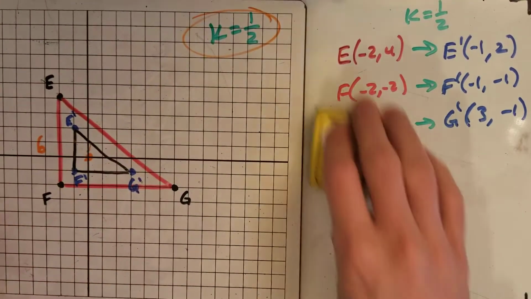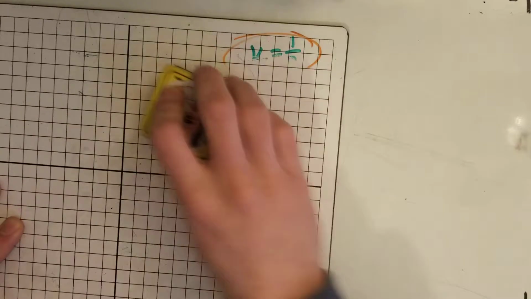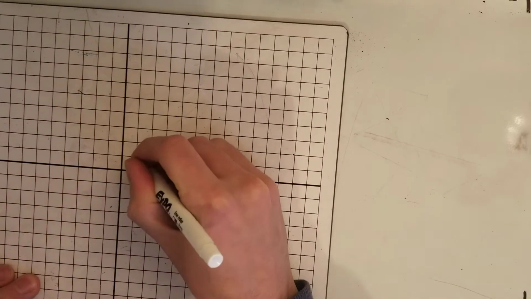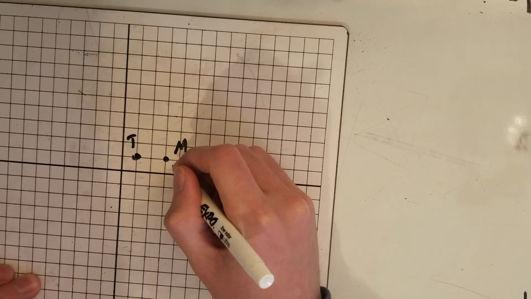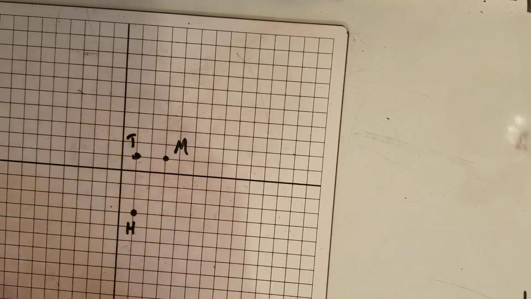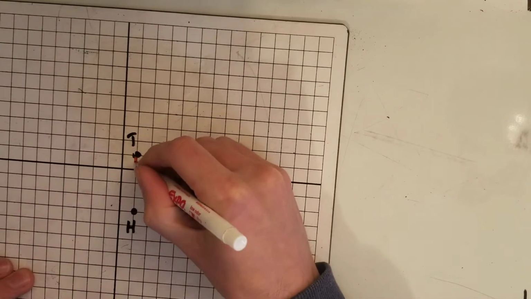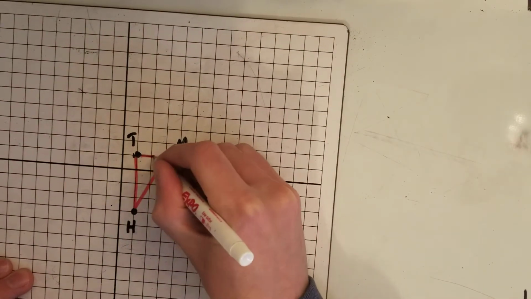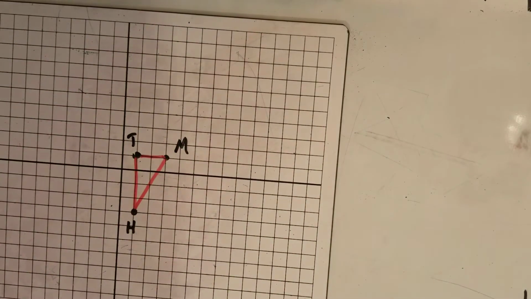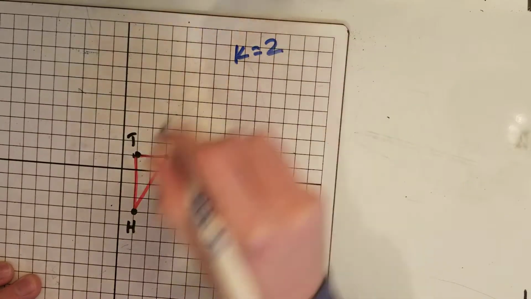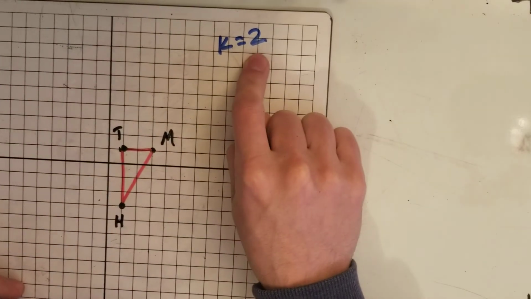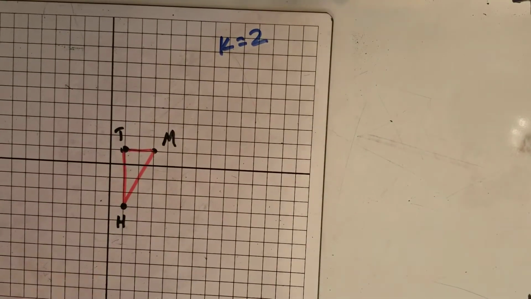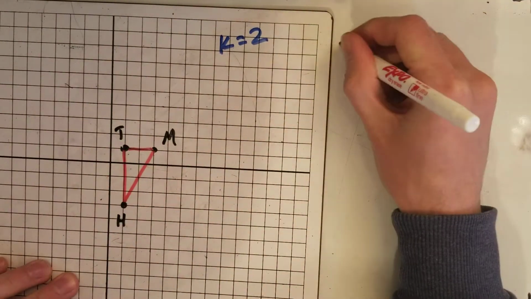Alright, we're going to do one more, and then you can try some of these on your own. Here's our last one. We have T, we have M, and we have H. This is our triangle, and we're going to change by a scale factor of 2. Now for this one, it's really important to know that the scale factor is in relation to the origin. So like I've been saying, everything is going to get 2 times further away from the origin. So let's look at our coordinates to start with.